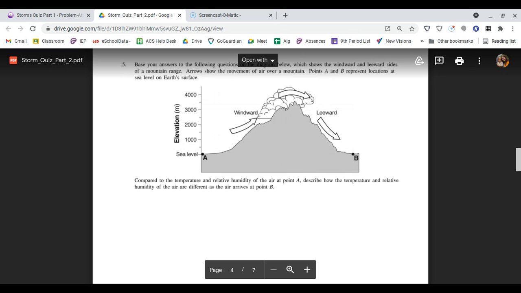Compared to the temperature and relative humidity of the air at point A at sea level, describe how the temperature and relative humidity of the air are different as the air arrives at point B. What does it do? What happens to the air? What happens to the temperature and the humidity of the air as it rises and arrives at point B?